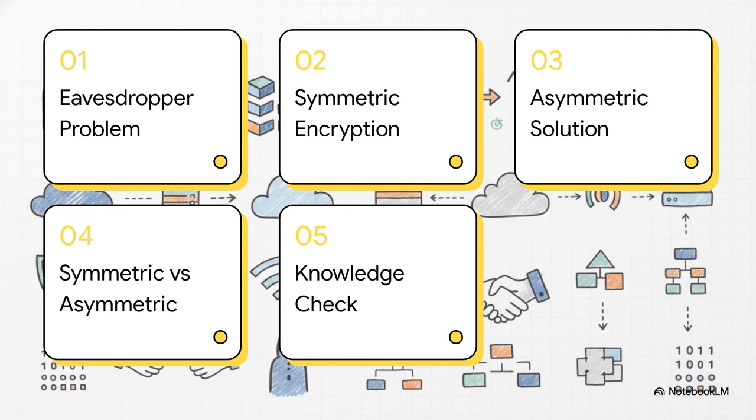So here is our roadmap for today. We'll start with the eavesdropper problem, then explain symmetric encryption, followed by the asymmetric solution. After that, we'll weigh symmetric against asymmetric and finish up with a quick knowledge check to lock it all in.